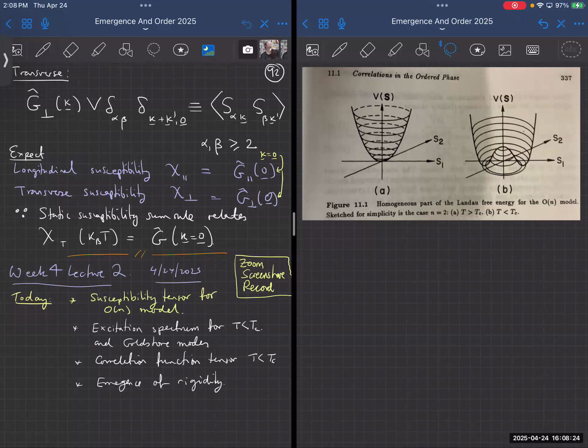And we guessed that there would be such a thing also for a continuous symmetry. For now, we've got two types of correlation function: longitudinal, where you're looking at correlations in the direction of ordering, and transverse, where you're looking at directions perpendicular to the direction of ordering.